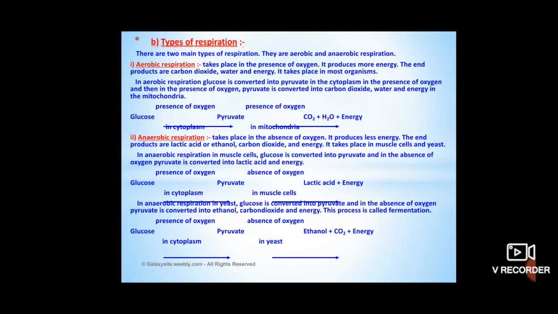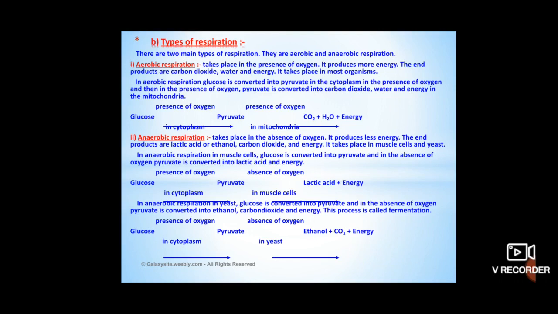Next, the type of respiration called anaerobic respiration. What do you mean by anaerobic respiration? Aerobic respiration takes place with the help of oxygen, right? Then what about anaerobic respiration? Anaerobic respiration takes place in the absence of oxygen. It is the process of respiration that takes place in the absence of oxygen.